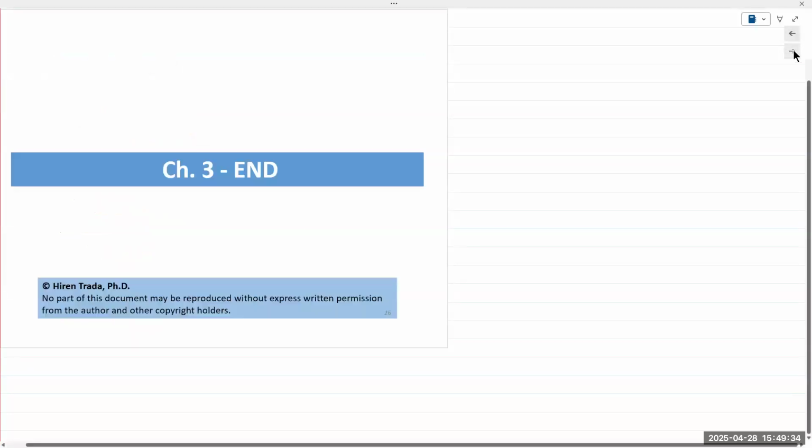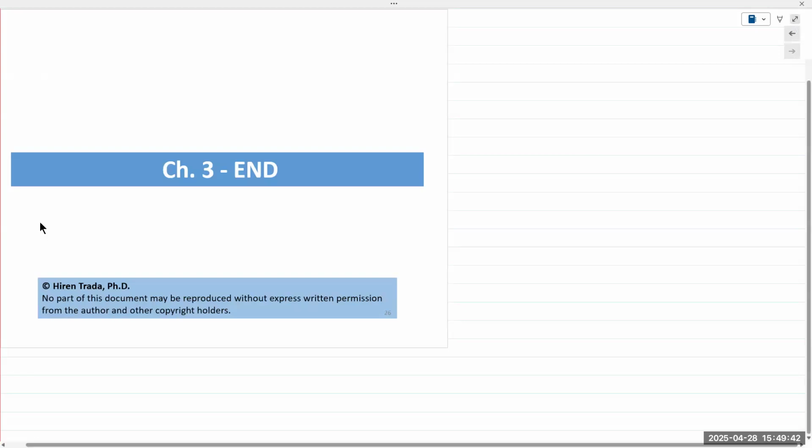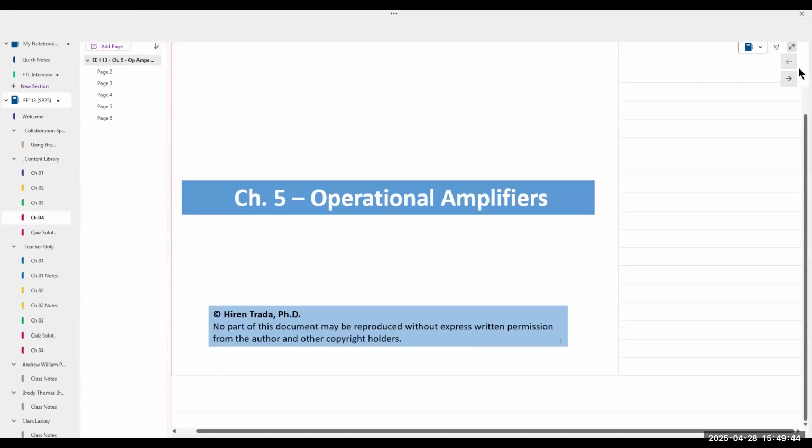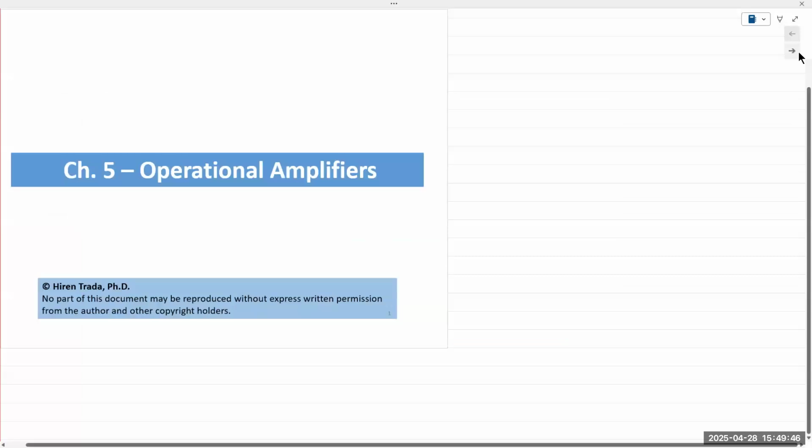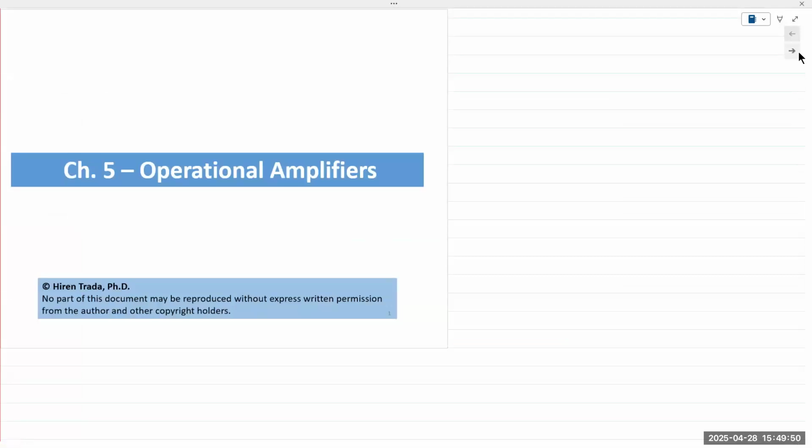All right. So that is the end of chapter 3. Let's bring up chapter 4. Well, actually, it's chapter 5 in the book. The reason we are covering this earlier is because the lab requires students to use the op-amp. So we want to cover what op-amps are.